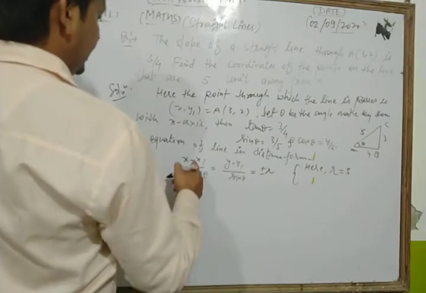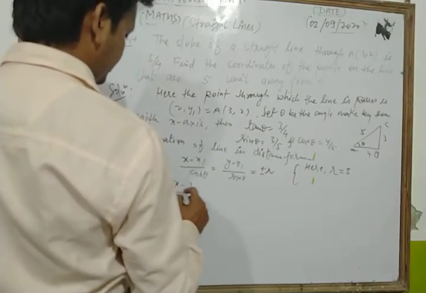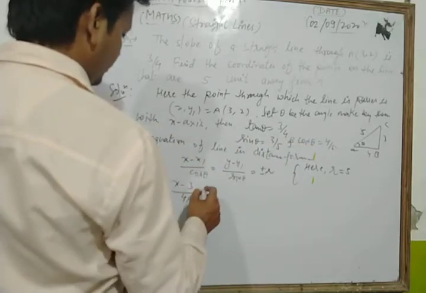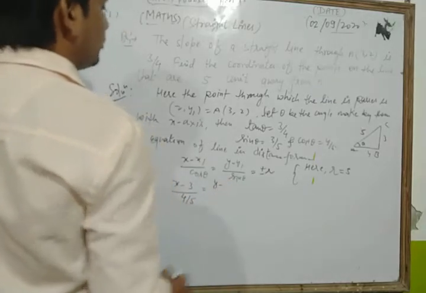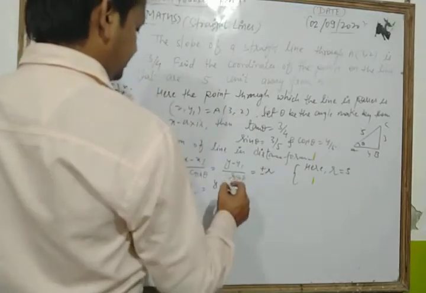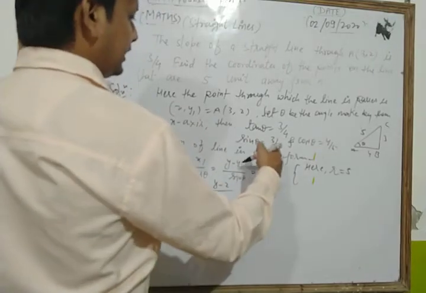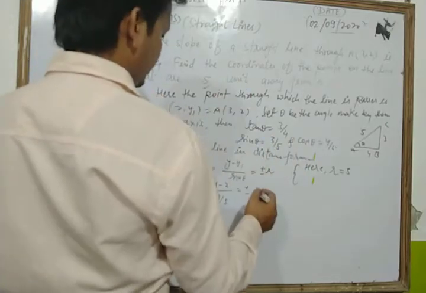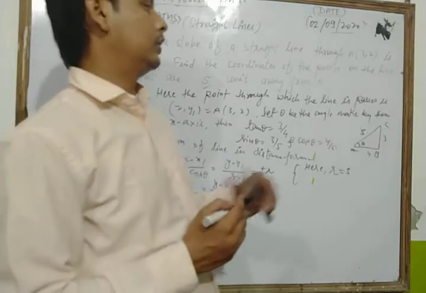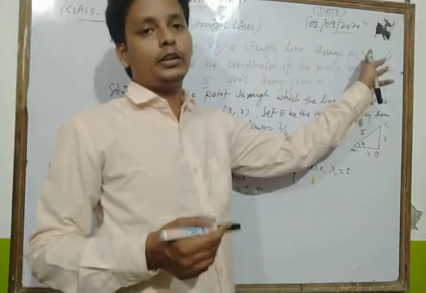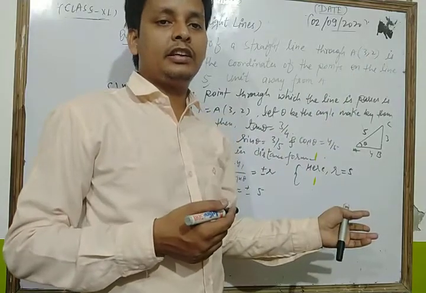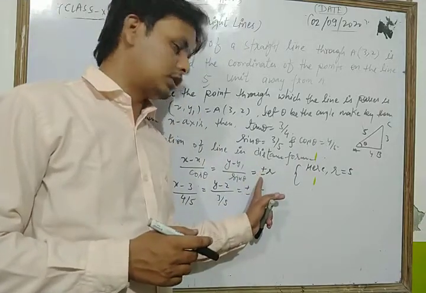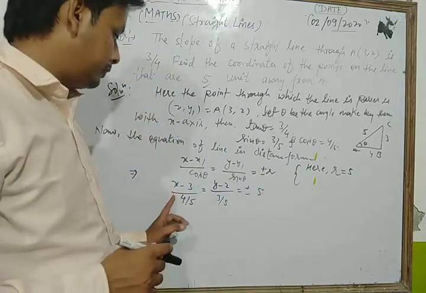x minus x1 is x minus 3. The value of cos theta is 4 by 5, equal to y minus y1, means y minus 2, upon the value of sin theta, 3 by 5, is equal to plus minus 5. We put the value of r as 5, because if the required point lies on the right side of A, then we take it as positive, and if it lies on the left side of A, then it will be taken as negative. So we must take both positive and negative, plus minus. So here we put all the values.